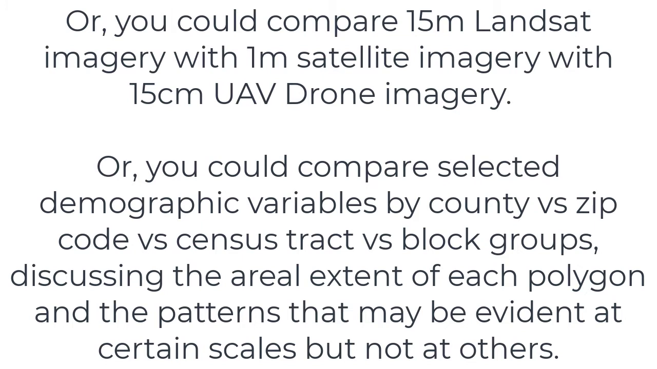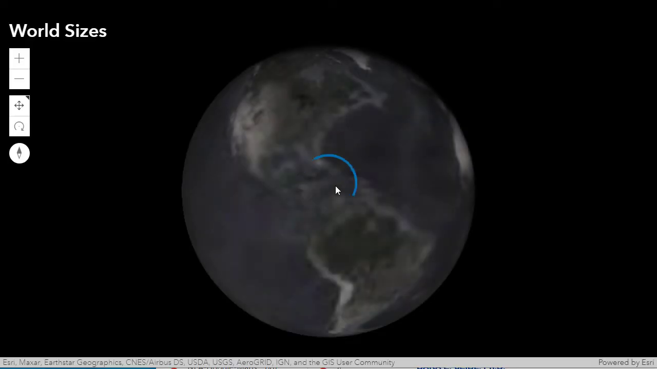Or you could compare selected demographic variables by country or county or zip code or census tracts versus block groups, discussing the areal extent of each polygon and the patterns that may be evident at certain scales but not at other scales. The 3D web mapping application that you see here provides one more way, and I would argue a fascinating way, to teach about this important concept.